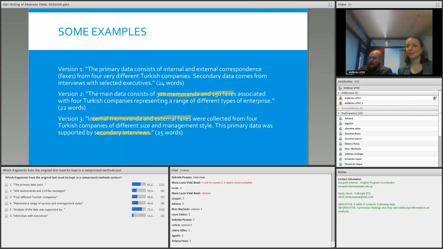So yeah, we all agree it's 2 and 3, right? 2 and 3 looks like the best options. Economic and effective. Yeah, you're right. Exactly.